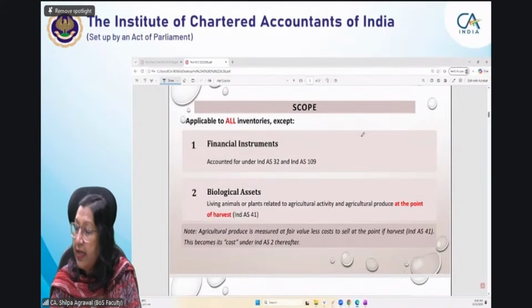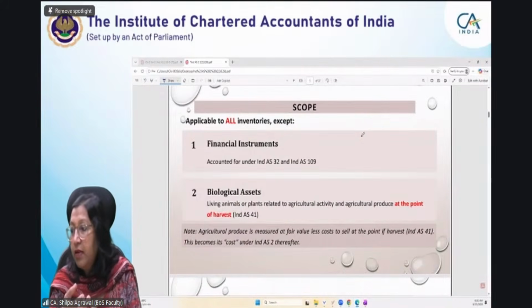Any guess, any idea? For what kind of inventory? And okay, when it is at the time of sale? No, no. When will it be considered as inventory? At the time of sale, it is not inventory. At the time of sale, it may be your investment also. Like NBFC, yes. Why NBFC?